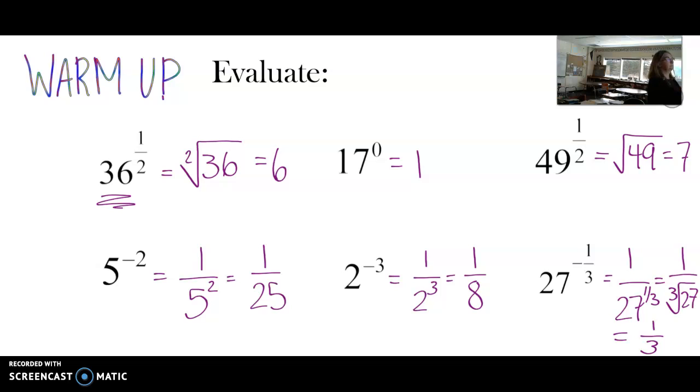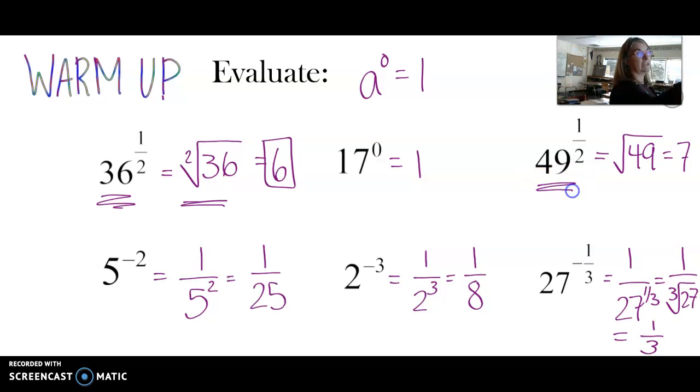All right, so the square root of 36 is what number times itself equals 36, which is, of course, 6. 17 to the 0, that's another rule that you need to know. Anything to the 0 power is equal to 1. Put that into your memory banks, because it's kind of tricky to think about, but it is equal to 1. Anything to the 0 power is 1. 49 to the 1/2, again, is the square root of 49, so that's 7.